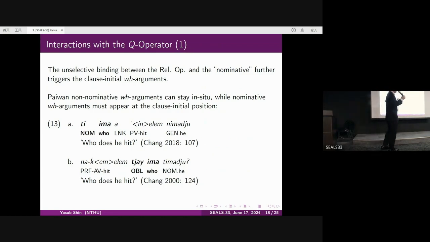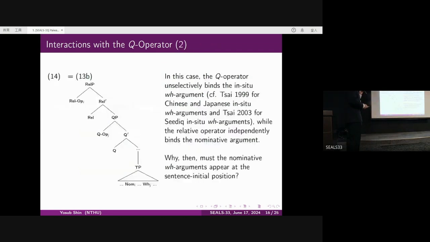On the other hand, if we follow my arguments in this presentation, we can also account for why this nominative subject can stay in situ. It basically can stay in situ because of the relative operator that equally unselectively binds the nominative-cased subject. So in the case of this 13b example, it's quite easy for us to account for. So 14 successfully accounts for this kind of WH in situ example.